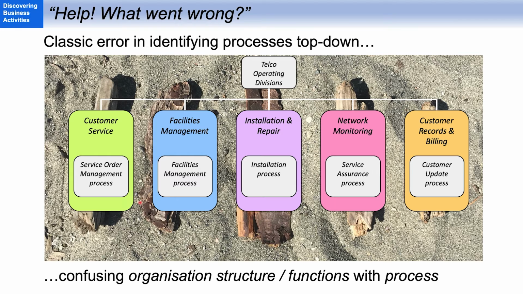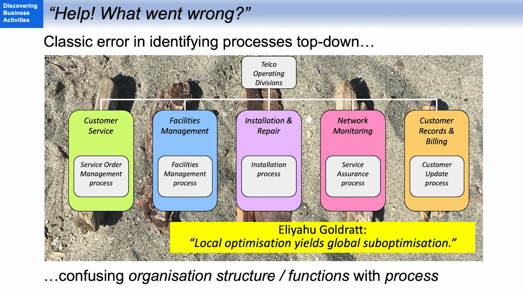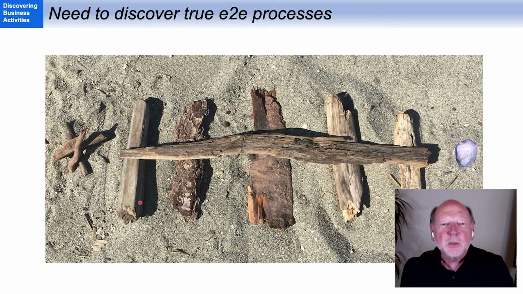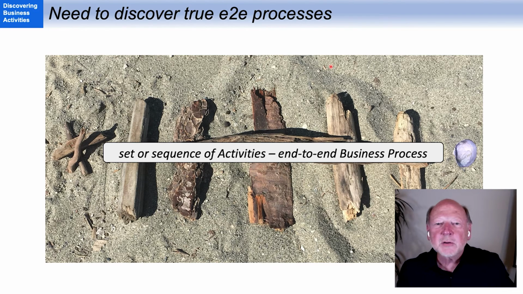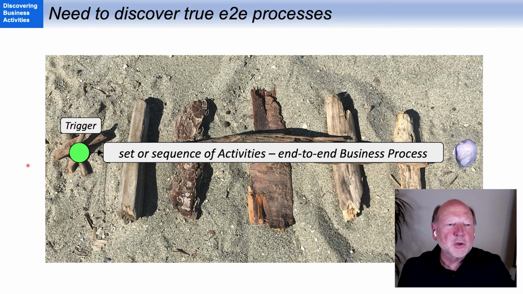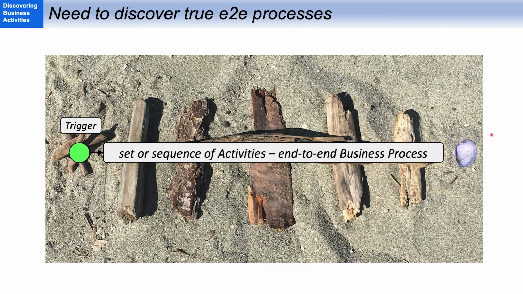They were localized activities. That led to the phenomenon that Eli Goldratt told us about years ago, which is local optimization yields global sub-optimization. So what we needed to do is discover the actual end-to-end processes, represented by this piece of driftwood that cuts across all the 5 functional areas. So we needed to discover the activities that made up the end-to-end processes, and for each one of them, the trigger that initiated it and the results that signified its completion.